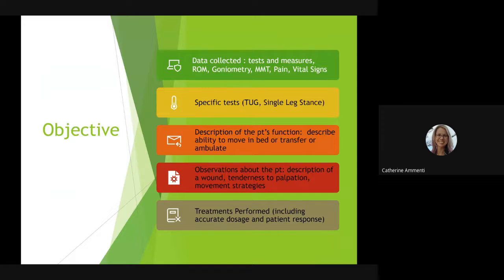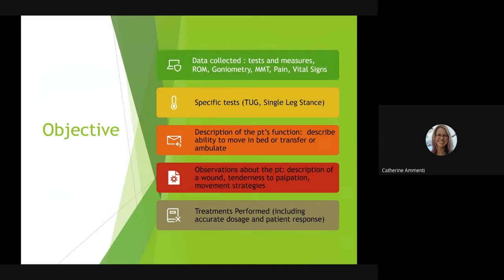Observations about the patient, including if there's a wound, describing it, if there's a new wound, if there's a new bruise somewhere, what the scar looks like, the surgical scar. Is it weeping? Is it open? Is it closed? Is it healing up? Does it look like it's healing well? Is there redness around it that would indicate that it's not healing well? Is there a temperature change on the skin that would indicate warmth and maybe an infection? So all those observations go in the objective section.